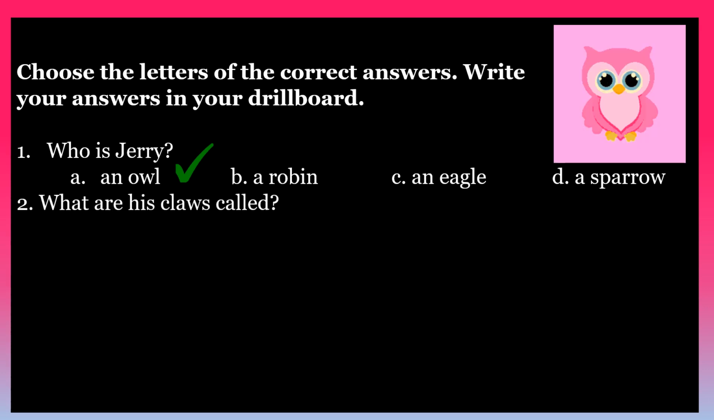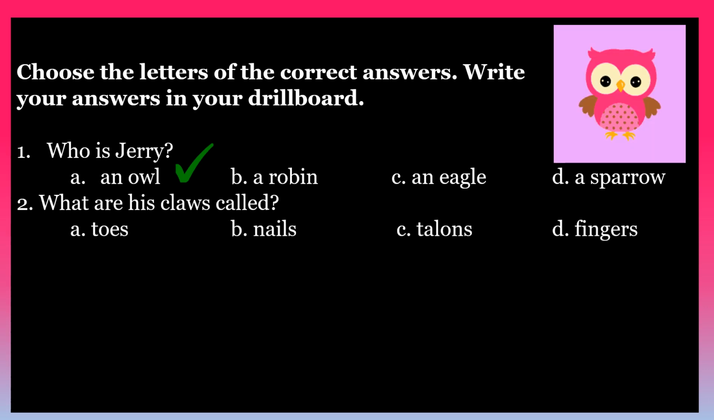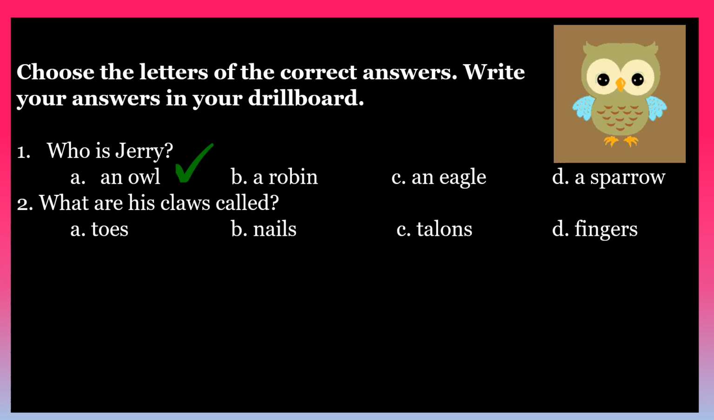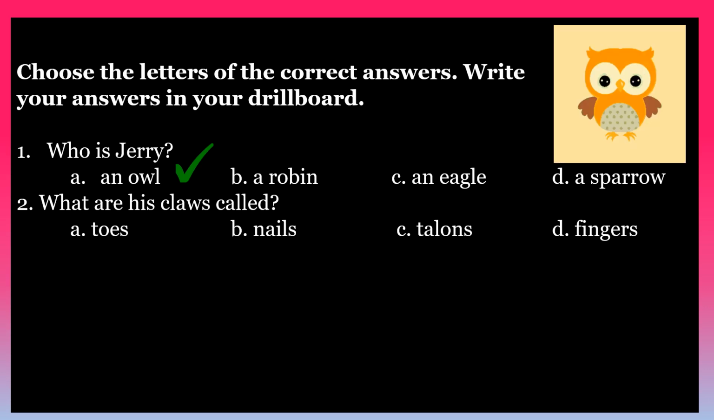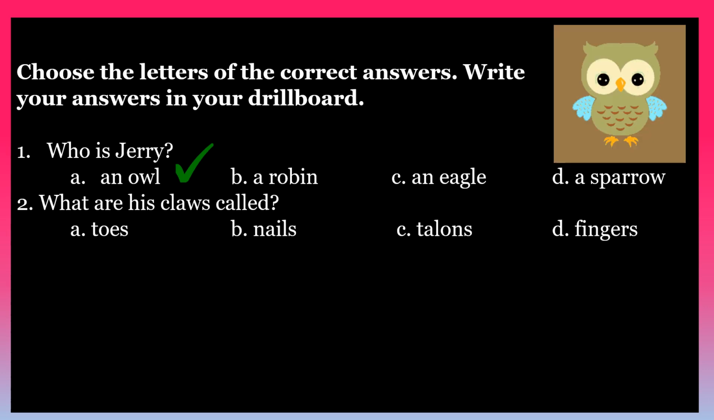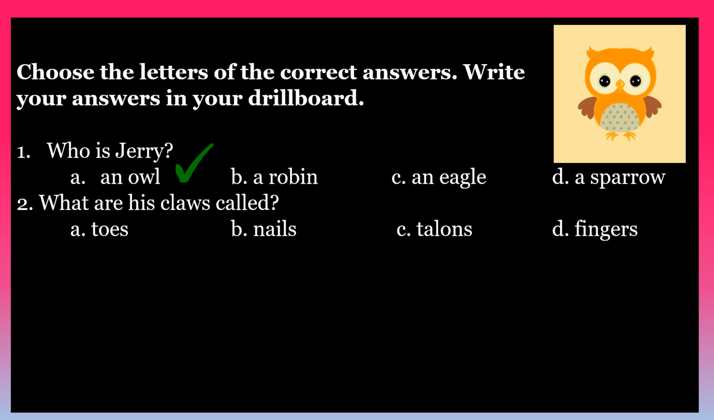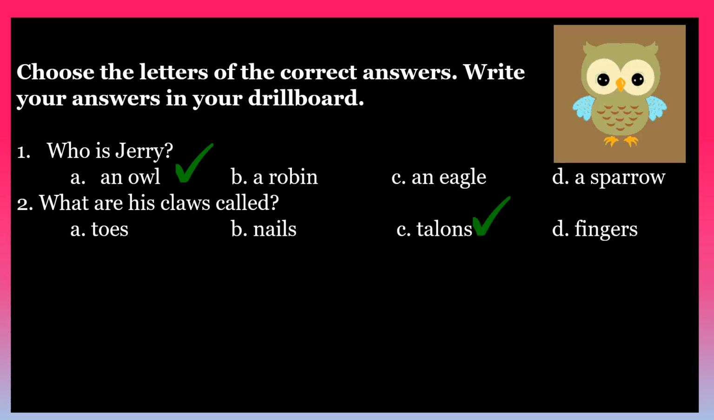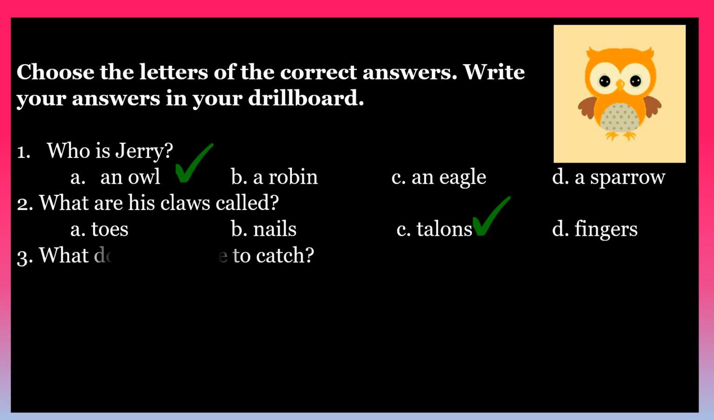Number 2. What are his claws called? A. Toes. B. Nails. C. Talons. D. Fingers. The answer is letter C. Good job.